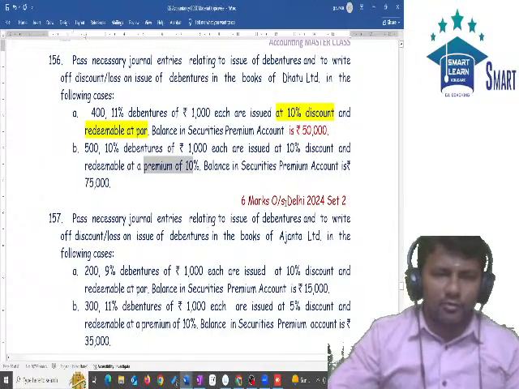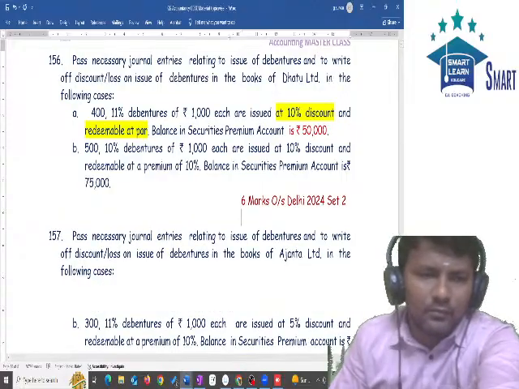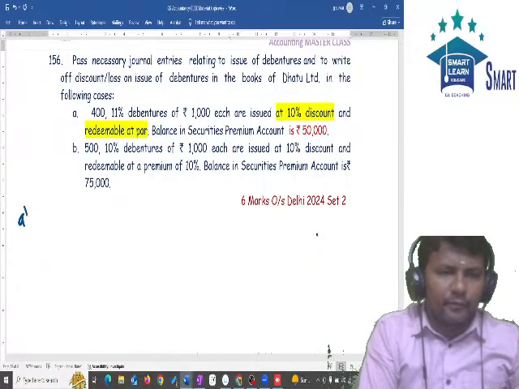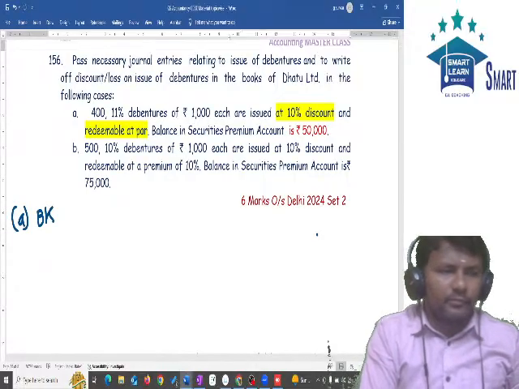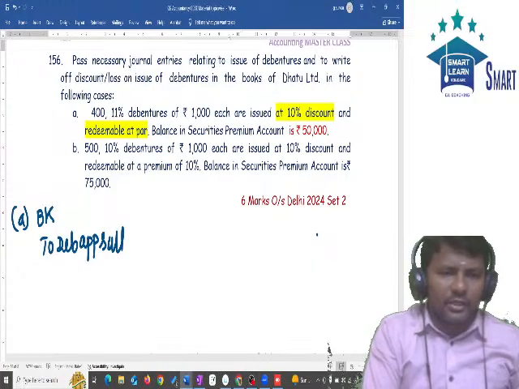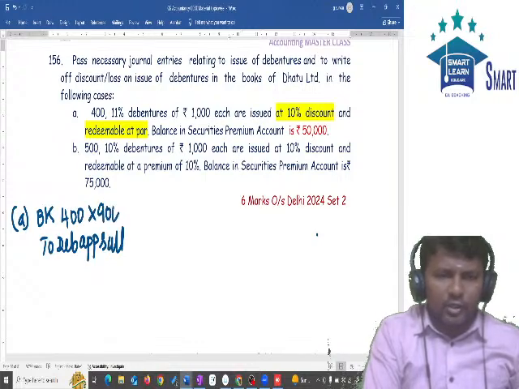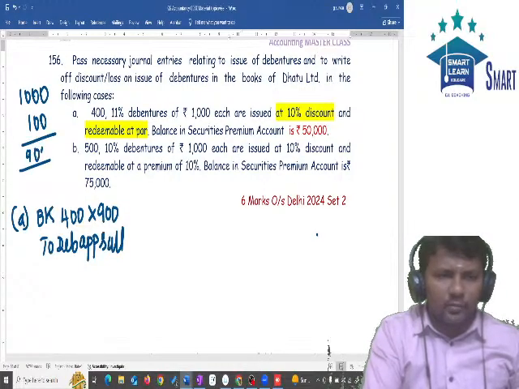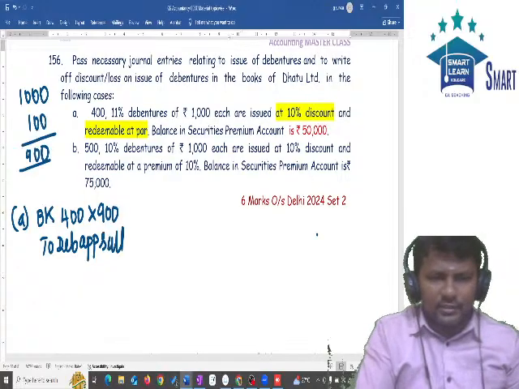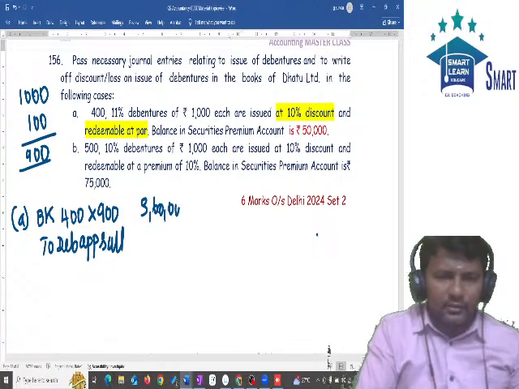So the entry is completed. We'll discuss the answer. First, scenario A: bank account debit to debenture application and allotment. How many debentures? It is 400 debentures at 900, because 1000 rupees face value, 10% discount, so 900 is the amount. So 400 into 900 will give you 3,60,000. First entry.